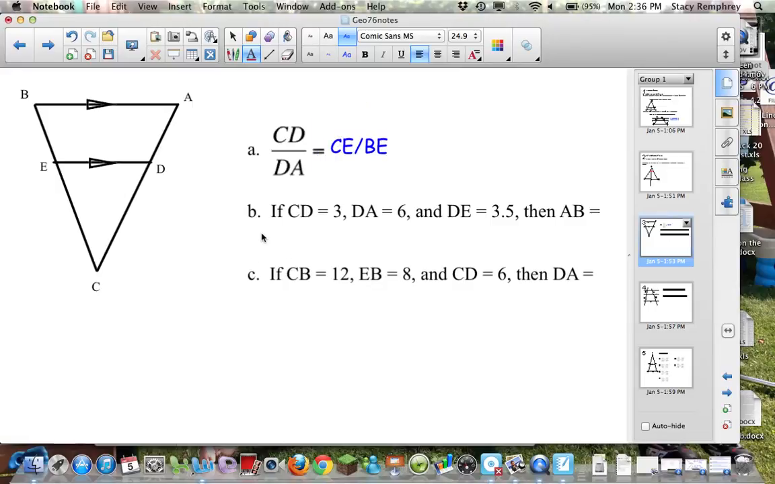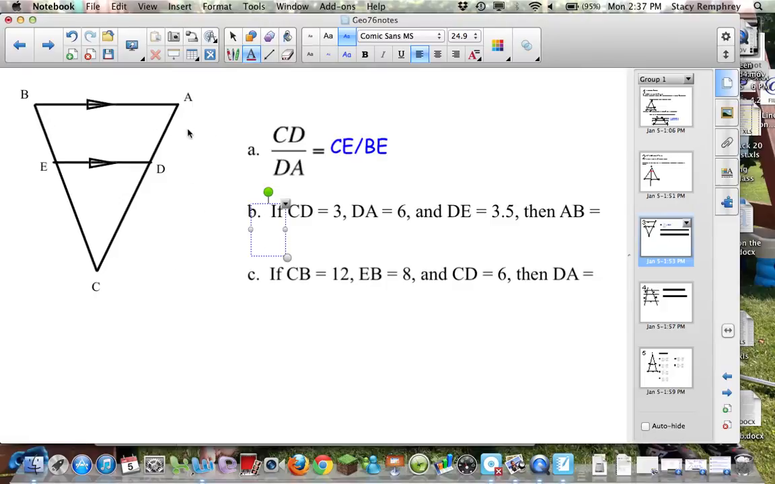Okay, in letter B, if CD equals 3, so you can just use the proportion right above it. DA is 6, equals, okay. Now what you need to be careful of here is CD is here, DA is here, DE is here, and you looked at this in the exploration, so please be careful about this. So DE is not like the segments of the one side, it's a whole side of the small triangle, so that's going to be compared to the whole side of the large AB.